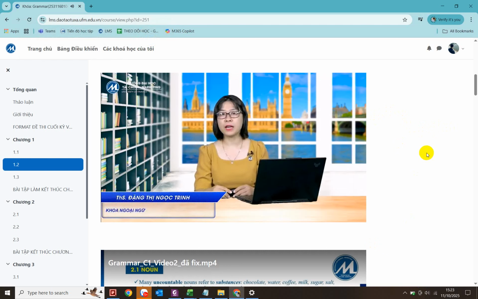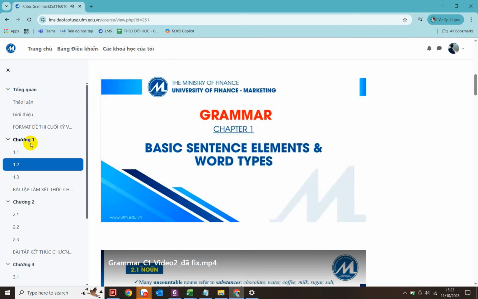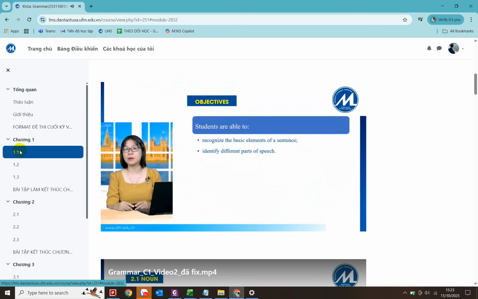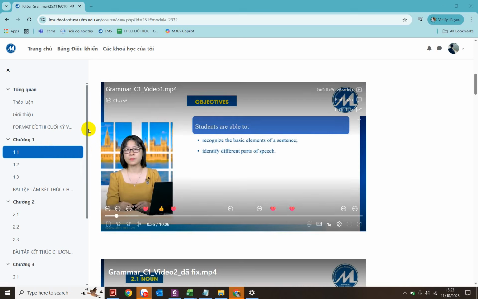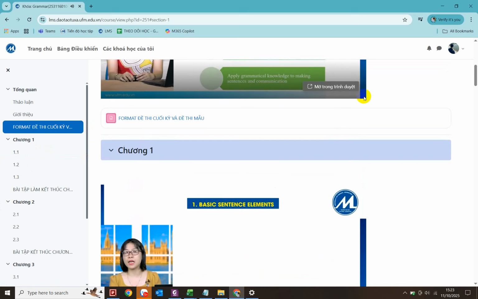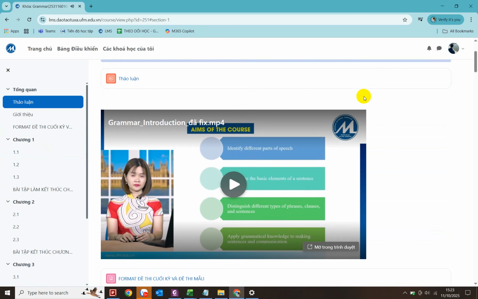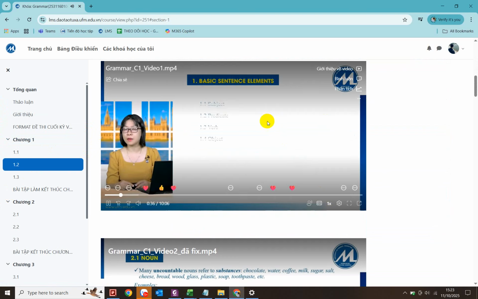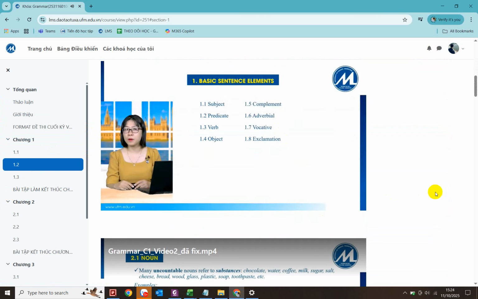Today we will learn the first chapter, basic sentence elements and word types. The chapter aims to have students recognize the basic elements of a sentence and identify different parts of speech. In the first part, we are going to identify the meaning, the position, and the function of 8 different basic sentence elements, including subject, predicate, verb, object, complement, adverbial, vocative, and exclamation.